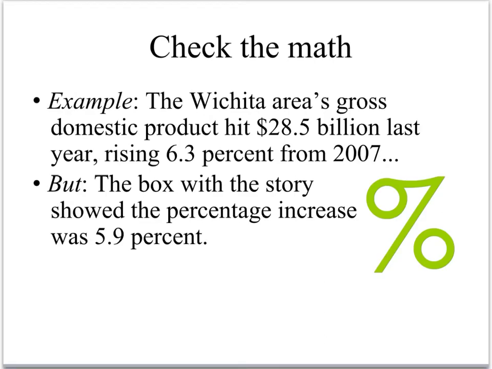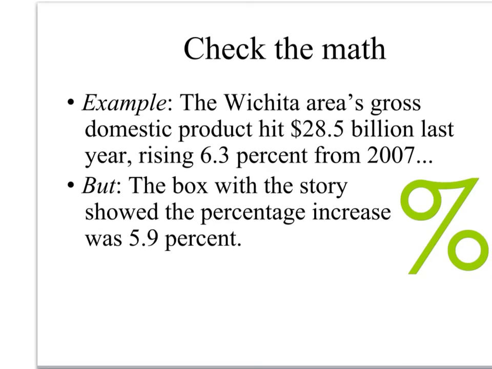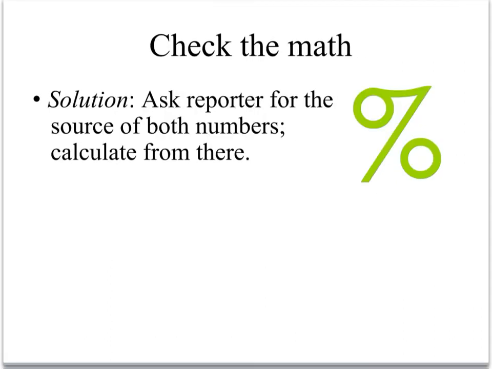Here's an example. A story said Wichita's GDP was up 6.3%. The box said it was up 5.9%. What do we do with it? Well, we ask the reporter for the source of both of those numbers, and we do the calculation ourselves. You've already learned how to calculate percents. Calculate this percent. See where that number came from. Maybe somebody just made a math error somewhere along the way. You check it. You figure it out. See which one is right.